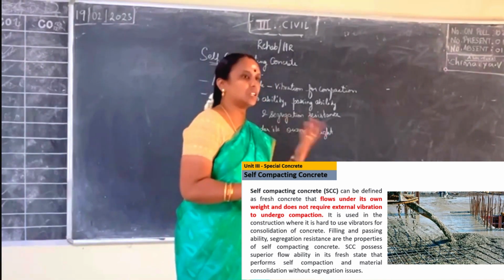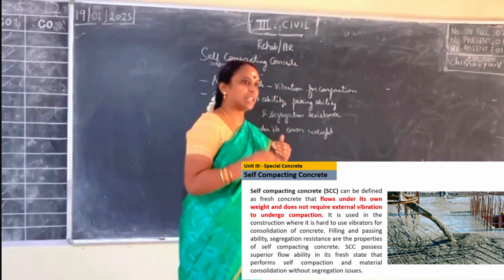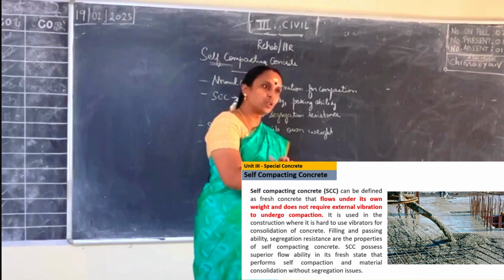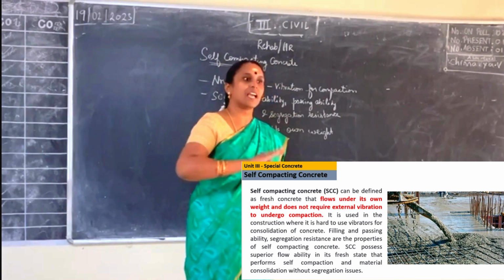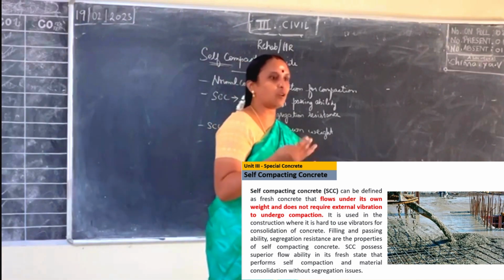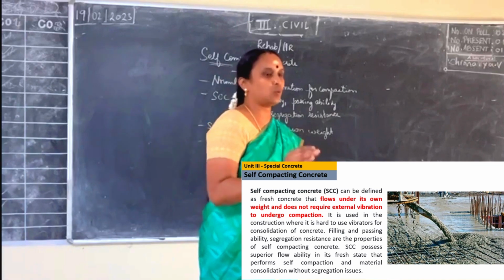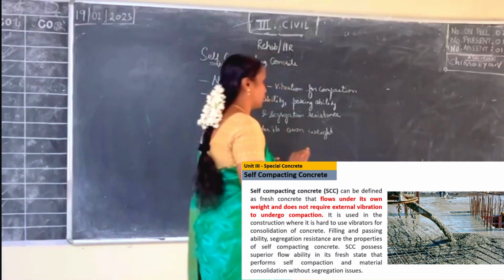Why is compaction by vibration given to normal concrete? Because when we place the concrete, it has to evenly fill the place and it has to be devoid of voids. The voids should be avoided only through vibration and effective compaction. The voids should be rectified or removed, right?